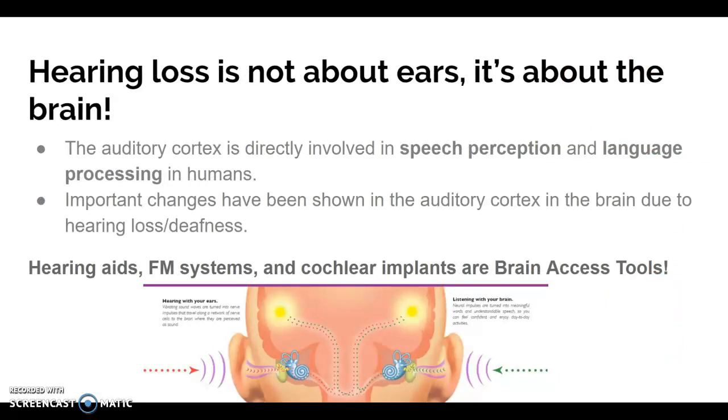So when you see a child with hearing aids or cochlear implants, or you see the FM system, it's not just helping them hear, it's actually helping their brain grow. So every time you are speaking with a child, explaining a concept, reading aloud, you are helping their brain develop and making them a better learner.